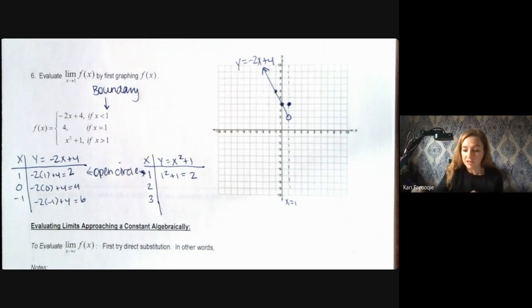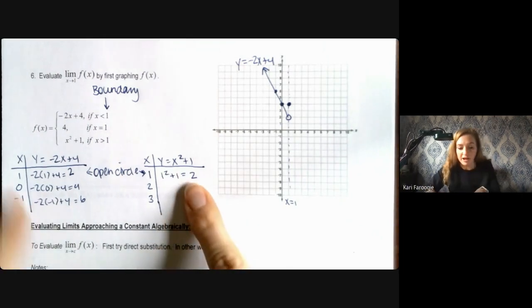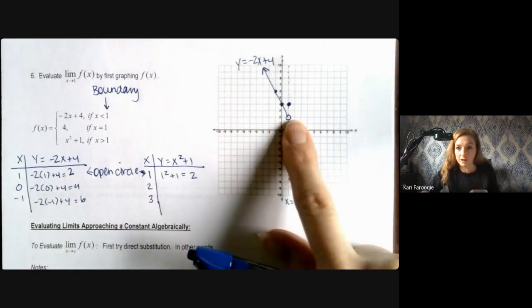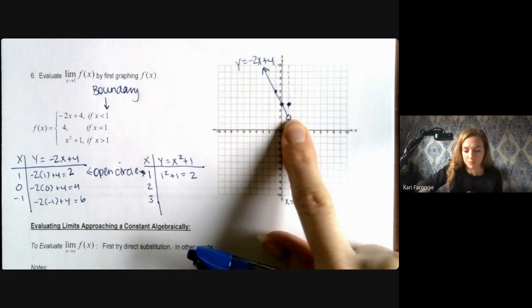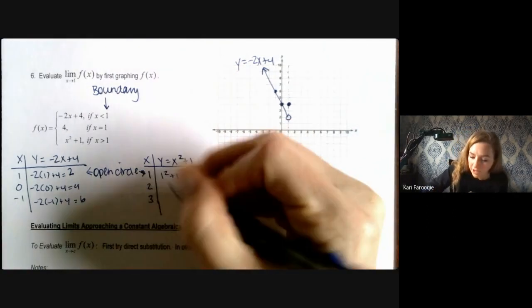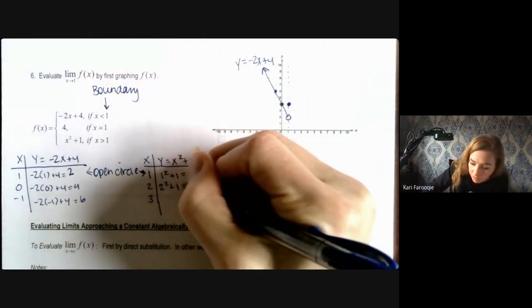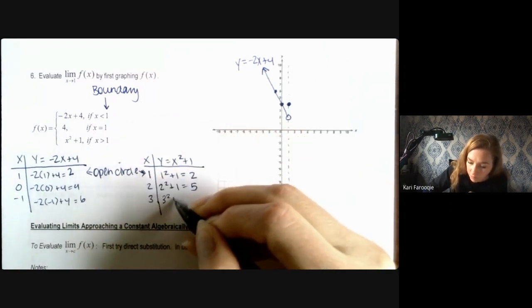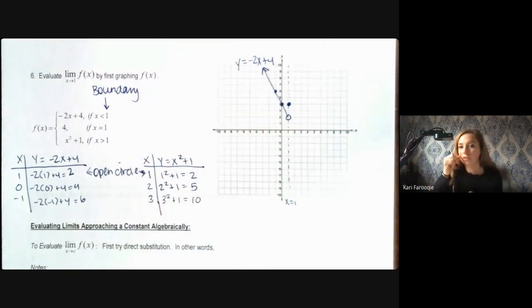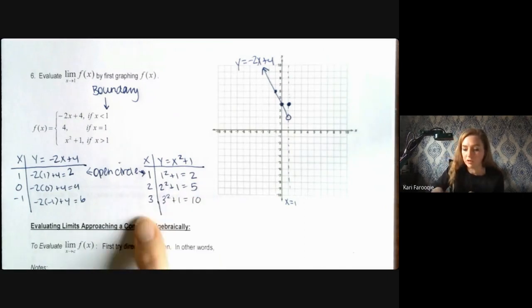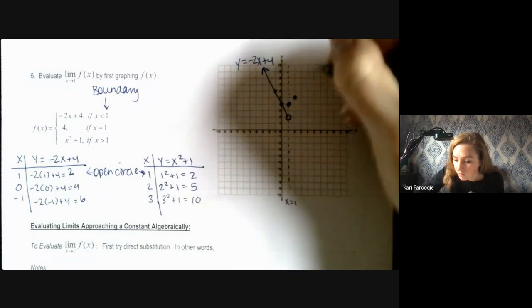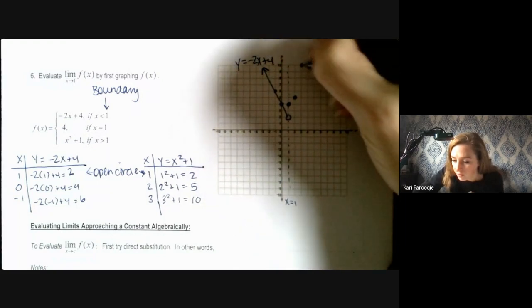Now, interestingly enough, it's the same open circle at (1, 2) for both of these graphs. It's already there. Interesting, because we're talking about limits. We'll see what happens with that. When x equals 2, we have 2 squared plus 1, which is 5. And when x equals 3, we'll have 3 squared plus 1, which is 10. So I'm going to have a point at (2, 5) and (3, 10).